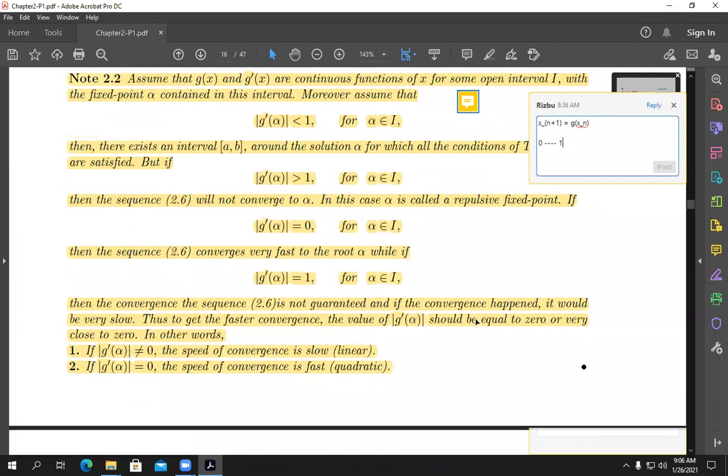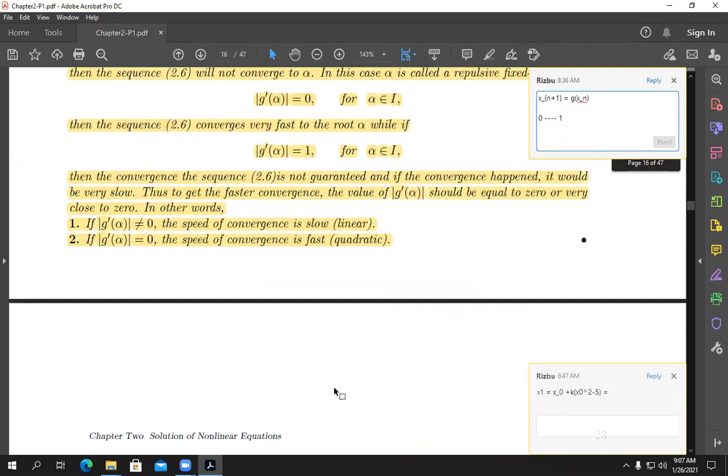Now, slow means g dash alpha should not equal 0. This means slow. Slow means linear. And if g dash alpha equals 0, it means it converges very fast, and sometimes I say quadratic. The method is quadratic. So when I say the method is quadratic, what does that mean? That means your method converges very, very fast. And if I say the method is linear, what does this mean? The method is linear means it converges very slow. Okay.